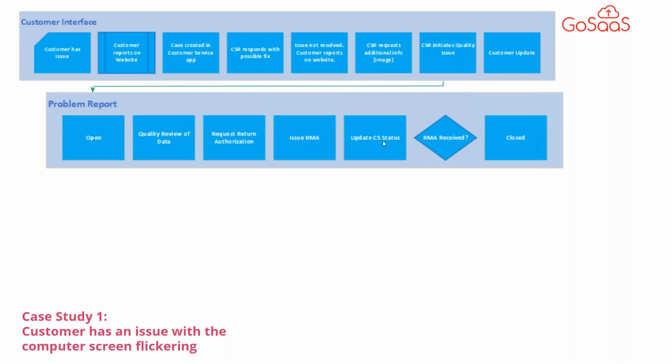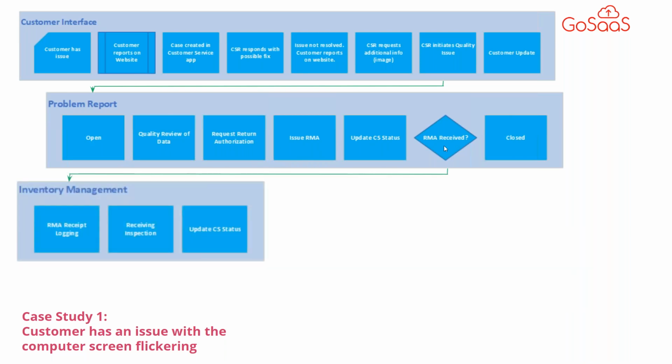Going to update the customer, the CS status, and then we're going to wait for the RMA to be received, waiting for the return. And finally, at the end, we'll close out the problem report, but we've got more things to do first. Okay, once we receive the RMA, we're going to go through inventory management.